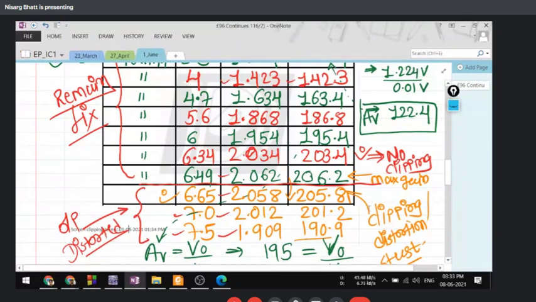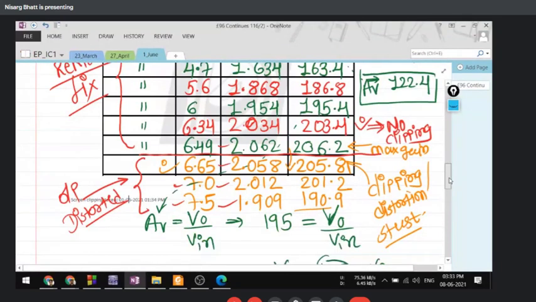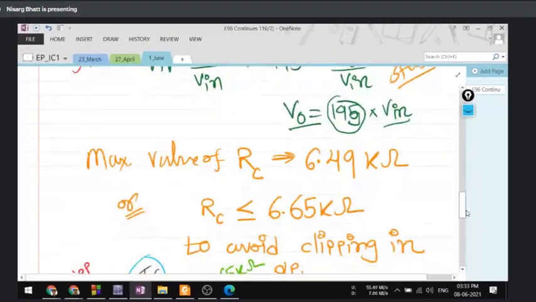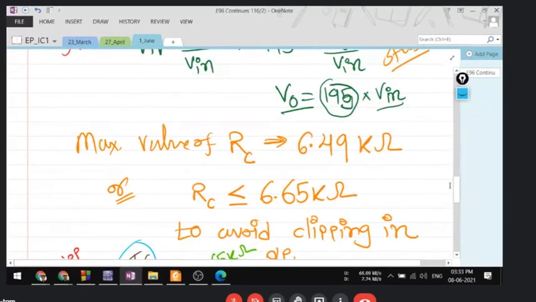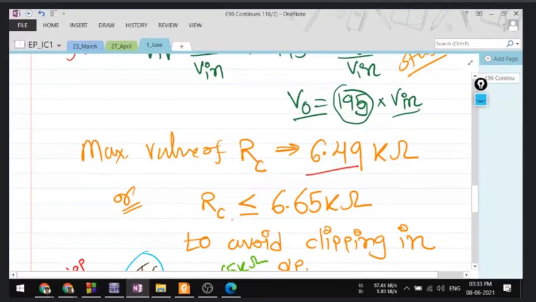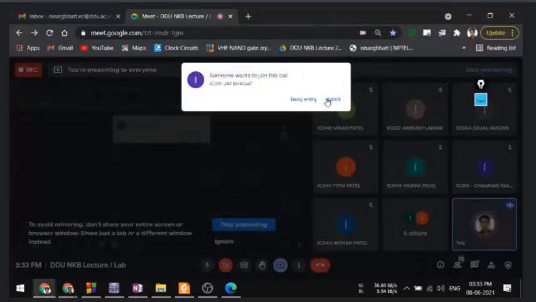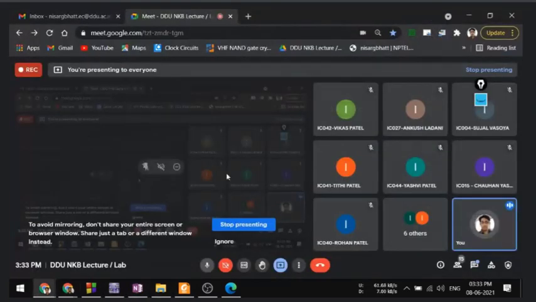So that is the case that we have gone through in the previous lab, in the exam week. We decided that the maximum value of RC must be 6.49, so do not use RC higher than 6.49, or 6.65. Up to 6.65, I think we were not getting a distortion. If you keep 7.5, then obviously you will get distortion in the output, so do not use those values, correct? So that we have gone through in the previous lab.